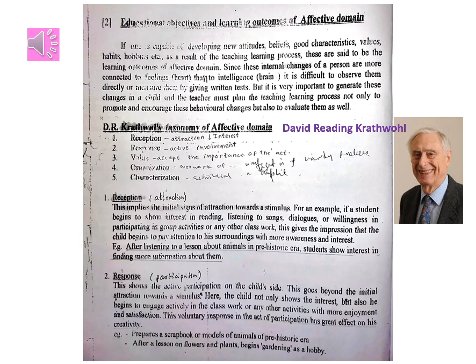Example. Earlier the child, after the lesson, got interested in finding more information about the animals in the prehistoric era. Now active participation, what? Prepares a scrapbook or models of animals of the prehistoric era. Now he gets actively engaged in the task. Right? Another example, after a lesson on flowers and plants, he gets interested, and then in the response stage, he begins gardening as his hobby. Right? Active participation is the second one. Reception, response.